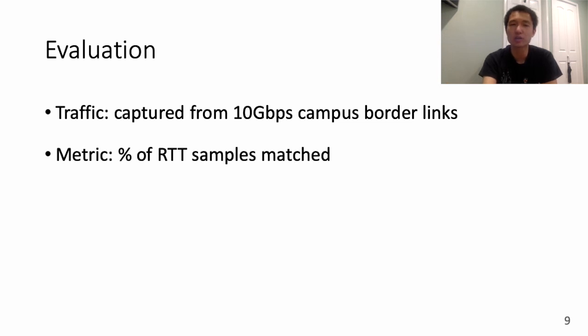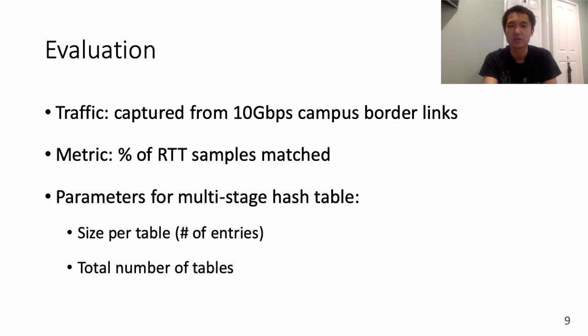There are 2 parameters for our multi-stage hash table. The first parameter was the size of the table, which means how many entries there are in the table. The second parameter was the total number of tables.